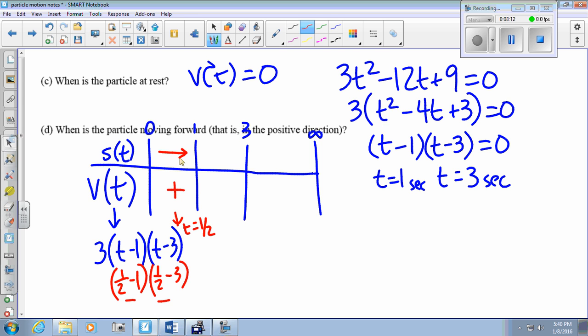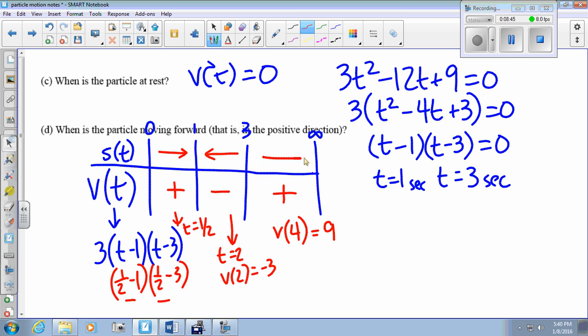Okay, now for the next two intervals, we actually have some values we've already tested. When t was 2, if you look back at part B, we came out with -3. So our velocity was negative, which means the particle is moving backward or to the left. And beyond the 3, we already tested v of 4, and we got v of 4 was +9, so it's positive, and again moving forward.